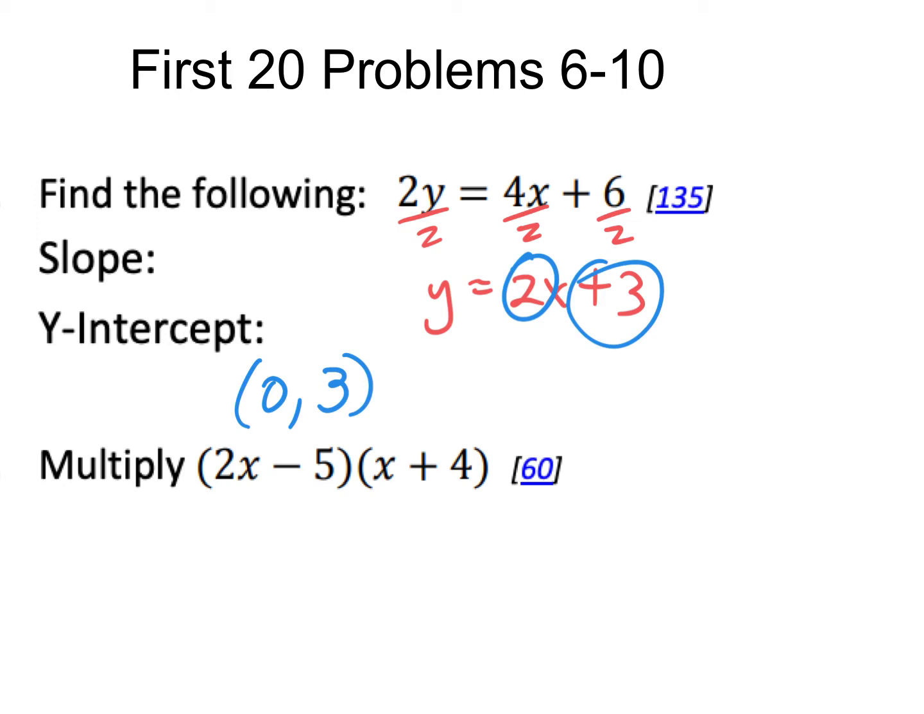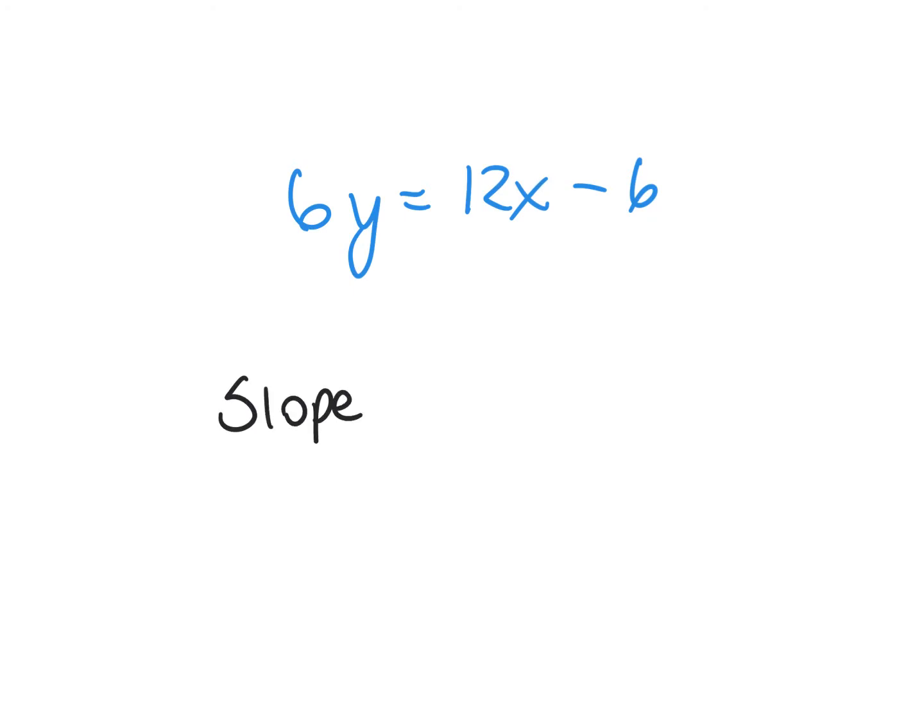All right. So I'll give you another one. Let's see if you really learned that. 6y equals 12x minus 6. If I said, what's the slope? Would you say 12? Good. Would you say the y-intercept was 6? I hope not. Would you please find the slope and the y-intercept?